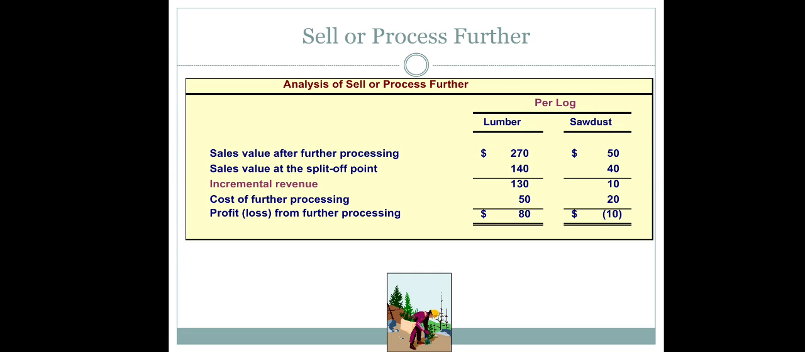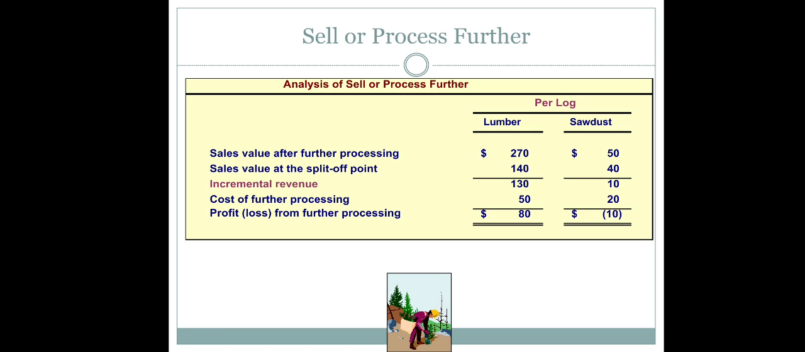So now, if you have to decide whether the business has to sell the joint product as is or process further, this is the way to make the decision. First, you have to calculate the incremental revenue, and then you have to calculate the incremental cost. And then you will see which product is profitable to be processed further and which product is more profitable to be sold as is. Okay, see the example here.